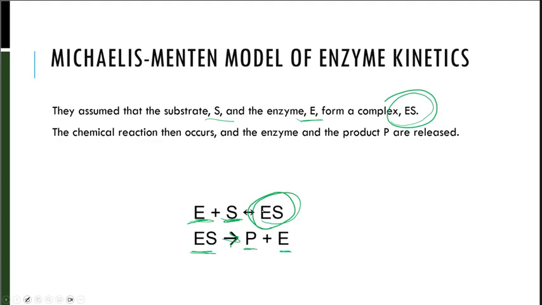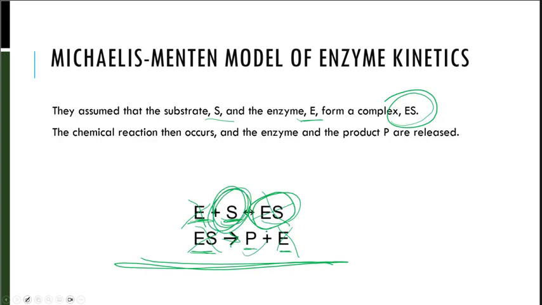And we can look at this and remember, if I'm looking at my overall product, if I have the same substance on the right side of the arrow and the left side of the arrow, that they cancel out. So that ES will cancel, the enzyme will cancel, and I'm left with my substrate producing a product. But it was essential in order for this reaction to happen to have that complex and to have the enzyme.